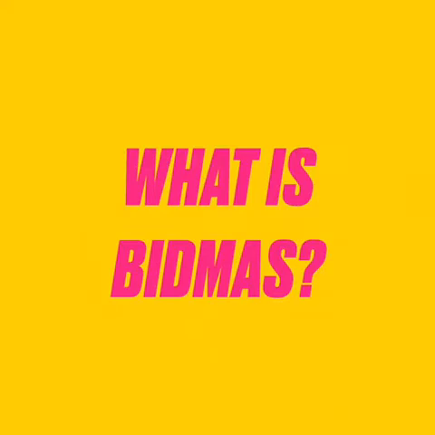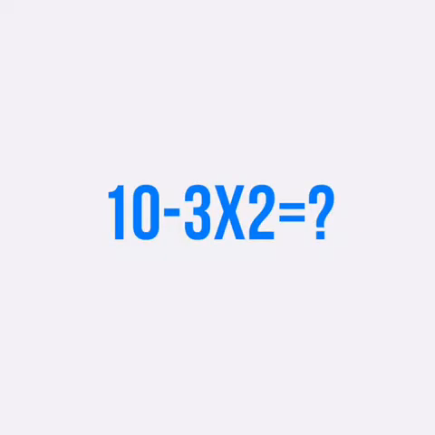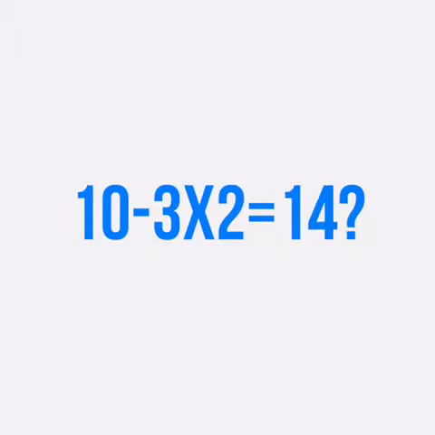Before we get into BIDMAS and what it stands for, let's have a quick look at why we might need it. Have a look at this question: 10 take away 3 times 2. There's actually two ways we could look at that. If we work left to right, you could say 10 take away 3 is 7, times 2, 7 times 2 gives you 14. But is that correct? There's another way we could do it.